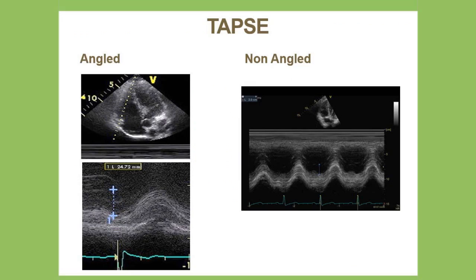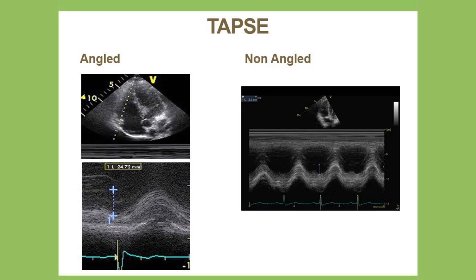Okay, so here's a couple examples of TAPSEs that were done. And remember I said we like to be as perpendicular to the tricuspid valve annulus as possible. The one on the left is angled slightly. And so if it's angled slightly, we're not going to get as high of an excursion as if we were not angled. So two different patients here, but you can see the difference in where the cursor lies across the annulus there. So the one on the right is a normal TAPSE.